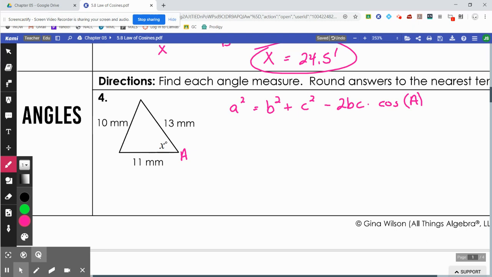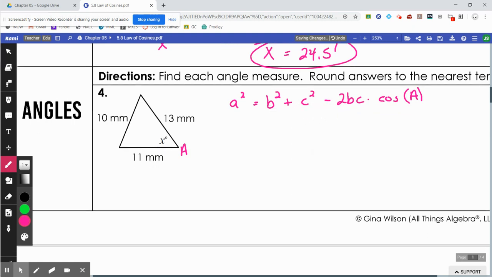And this is the reason I've been so adamant about telling you that there are three terms over here. It's going to become very important in this problem. So let's plug in everything. Small a is 10. Small b, well, let's label this. Doesn't matter which is which. Small b would be 13, and small c would be 11. So minus 2 times 13 times 11 times the cosine of a. And we're looking for what is a.